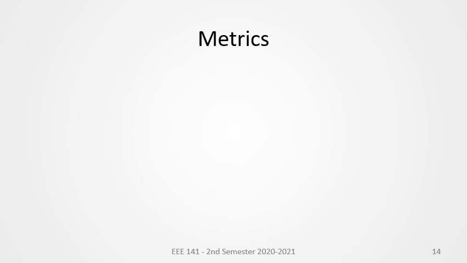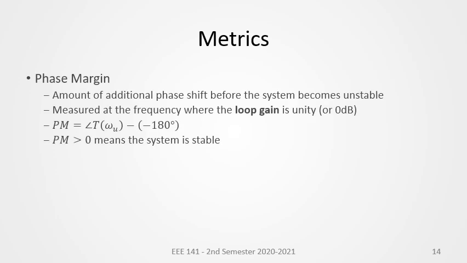Aside from categorizing a system as stable or unstable, we would also want to have some metric on how far our system is from being unstable. For this, we normally use the metrics called phase margin and gain margin. Phase margin is the additional phase shift needed to be added to the loop gain before the system becomes unstable. It is measured at the frequency where the loop gain is unity or 0 dB.